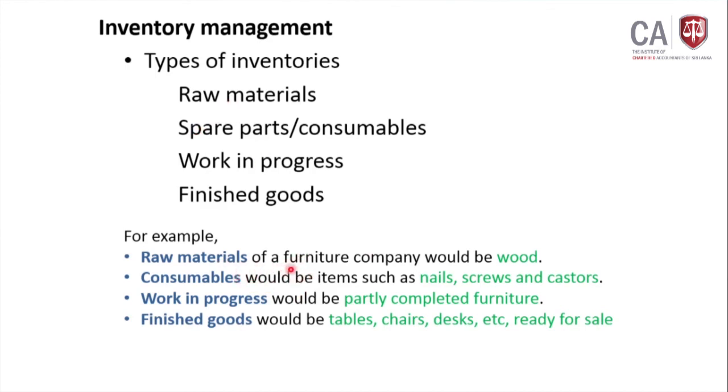The raw material of a furniture company would be wood. The wood used for making the furniture is the raw material. If you want to build a house, you need wood for windows and cupboards and so many wooden items. In order to develop those, you need the materials. So wood is a raw material in your production line.